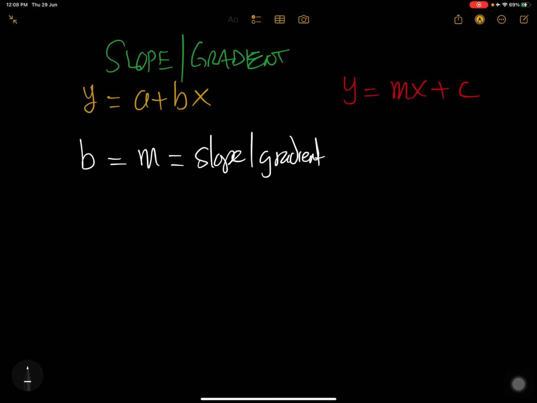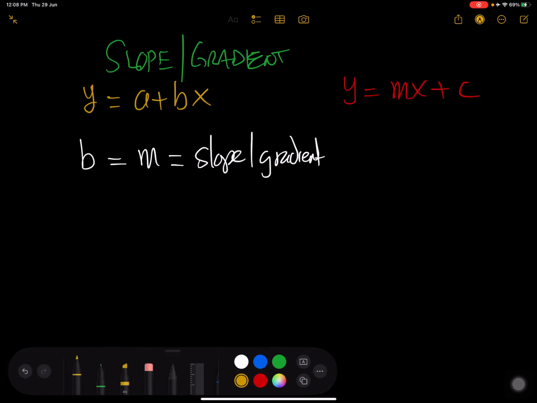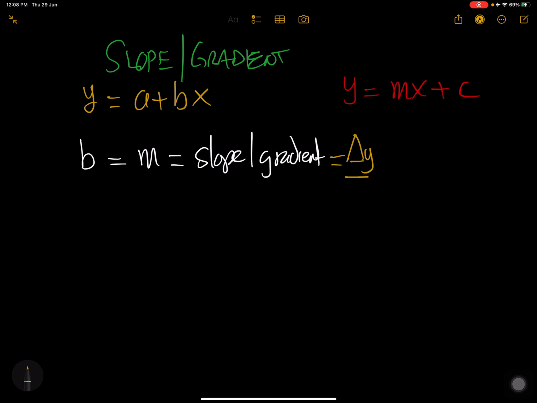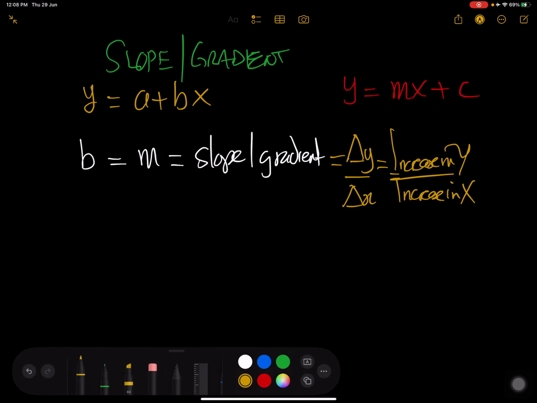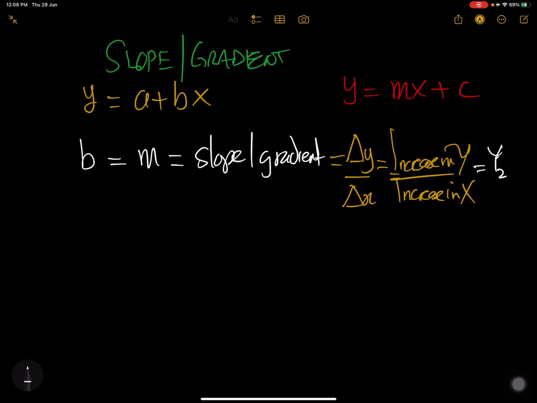And we are saying that gradient is a formula. As a formula, it means a change in y over a change in x, or an increase in y over an increase in x. And basically that is the same as saying y2 minus y1 divided by x2 minus x1. So there you have it. That's the slope. That's the formula. And we're going to look at it graphically.